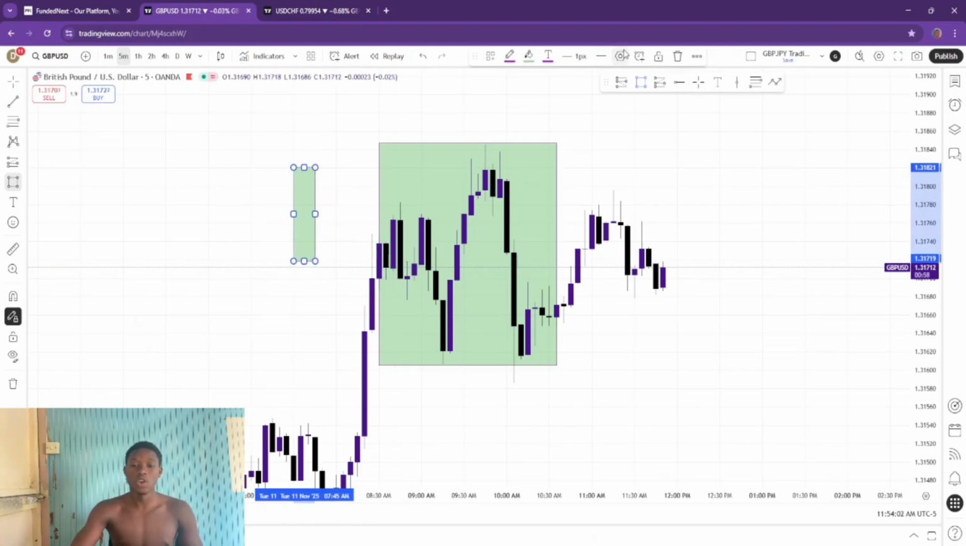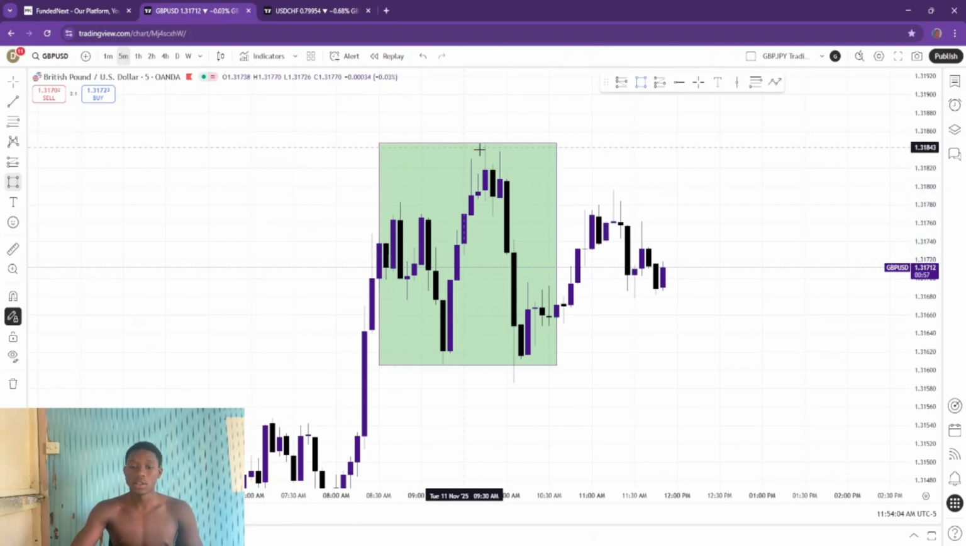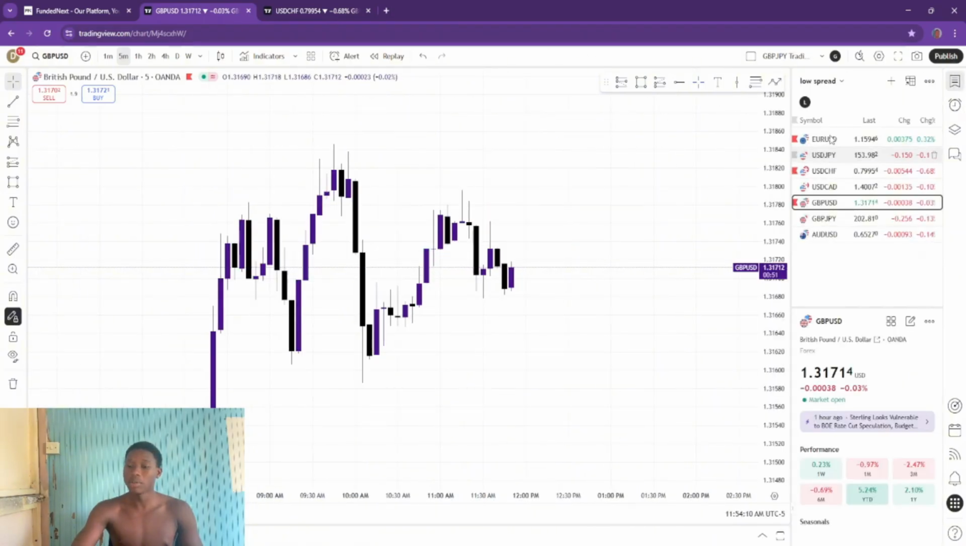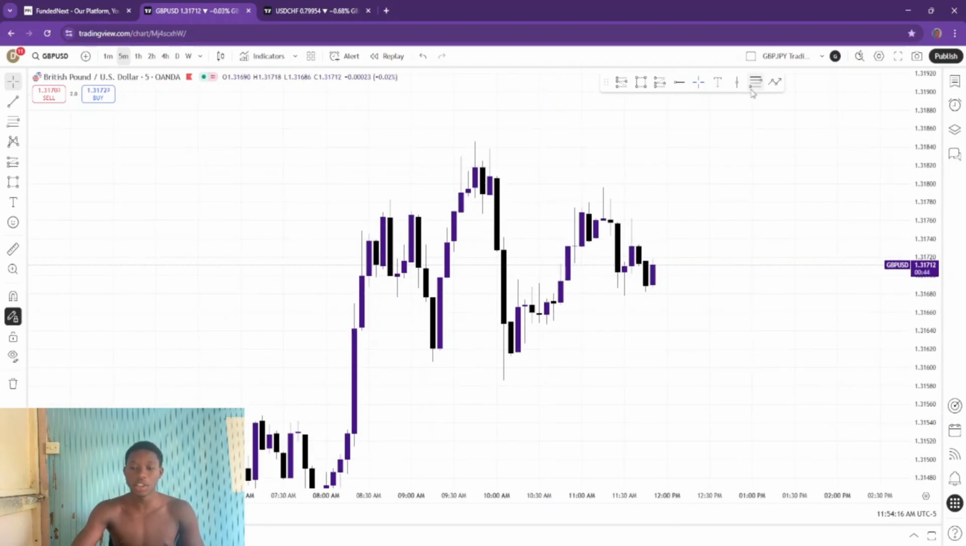So, GBP USD. I was looking at all of these forex pairs, but GBP USD gave me a trade, and let me tell you why I took the trade.